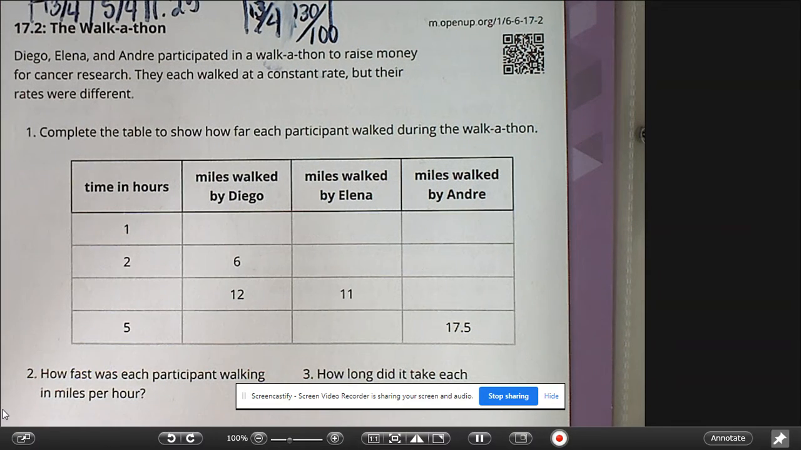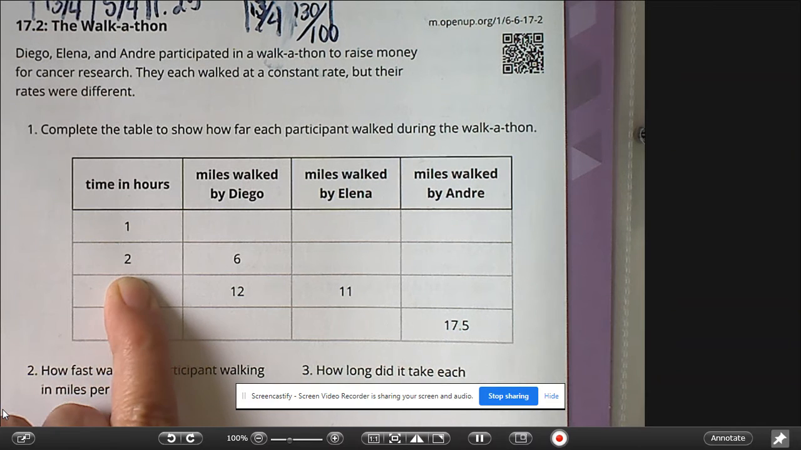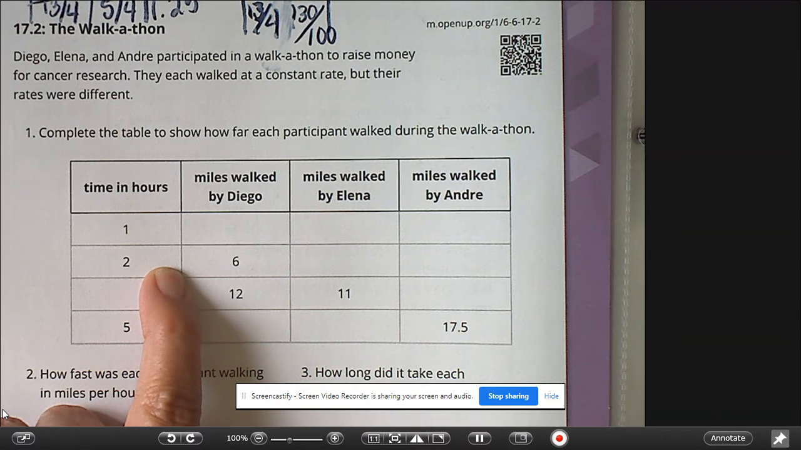All right, going on in the table below, 17.2, the walkathon. All right, so Diego, Elena, and Andre participated in a walkathon to raise money for cancer research. They walked at a constant rate, but their rates were different. Complete the table to show how far each participant walked during the walkathon. So Diego walked 6 miles in 2 hours.